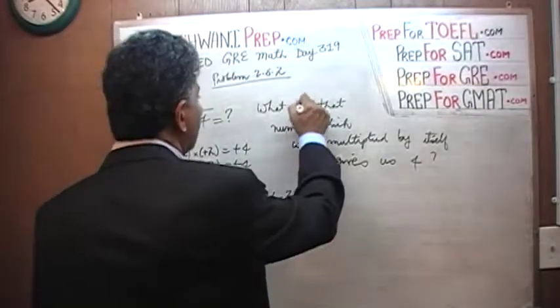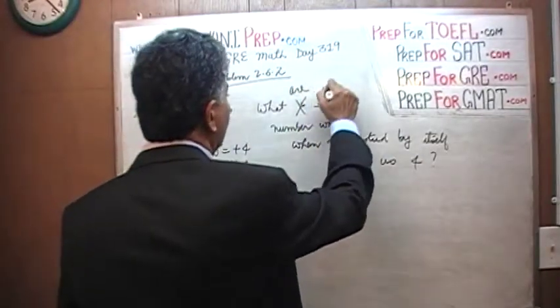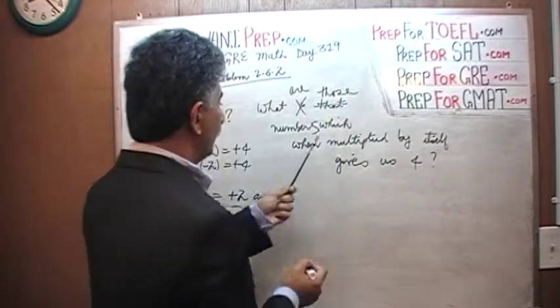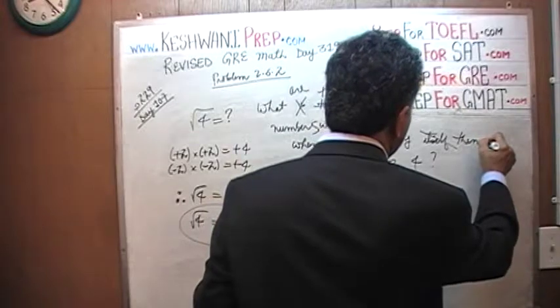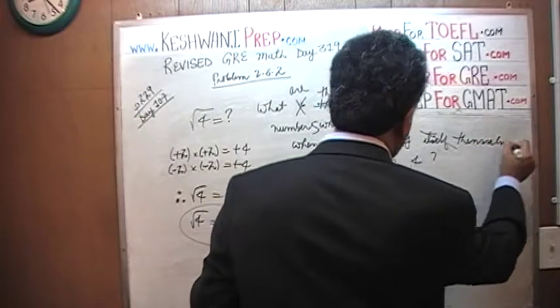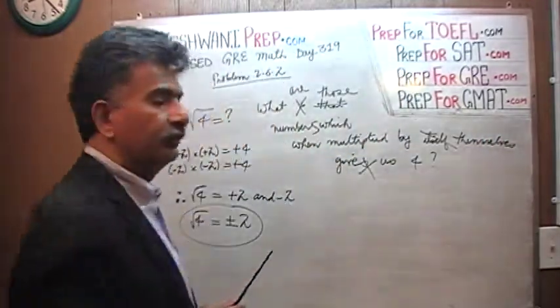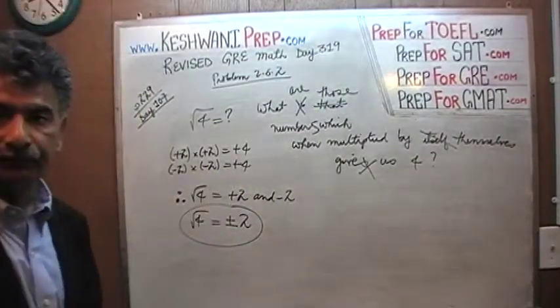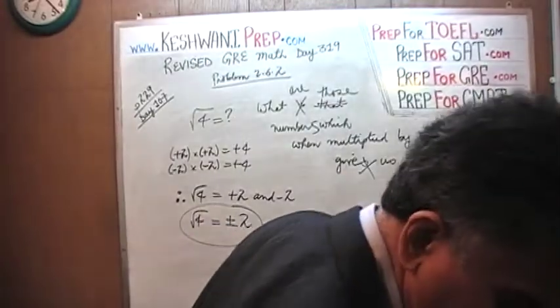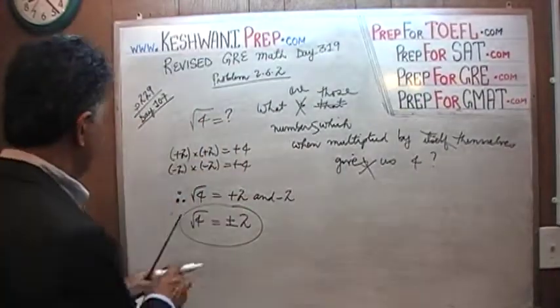What are those numbers which, when multiplied by themselves, give us 4? And the answer is there are two such numbers, positive 2 and negative 2. Now let's do one more. Let's see what happens. We're going someplace with it.